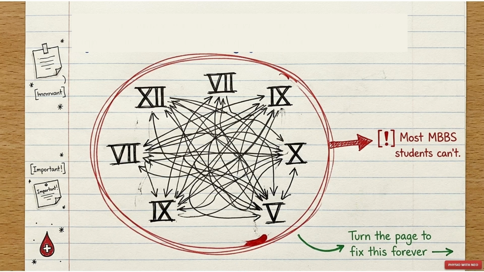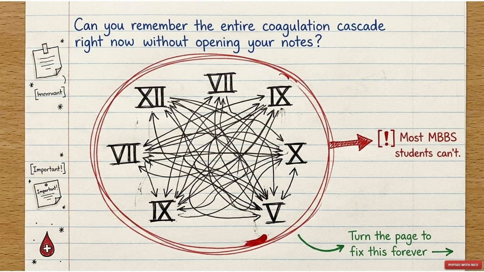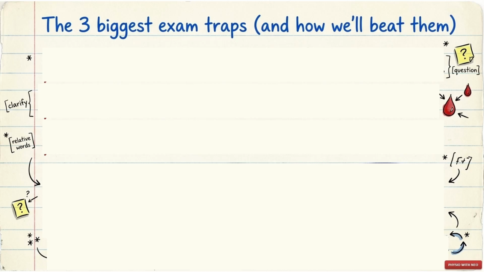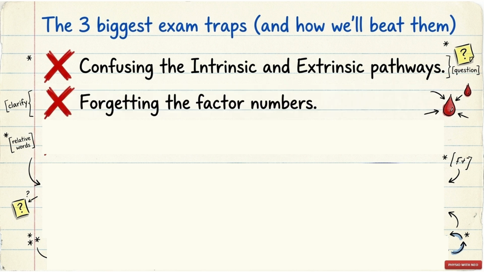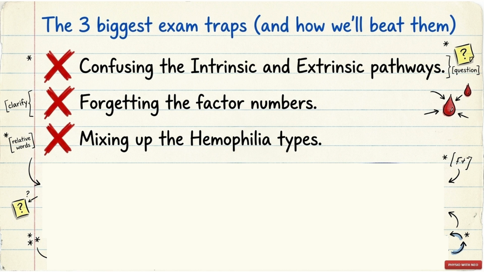Quick question. Can you remember the entire coagulation cascade right now without opening your notes? Most MBBS students can't. For them, the three biggest exam traps are confusing the intrinsic and extrinsic pathway, forgetting the factor numbers, and mixing up the hemophilia type, and then lose marks in exam.